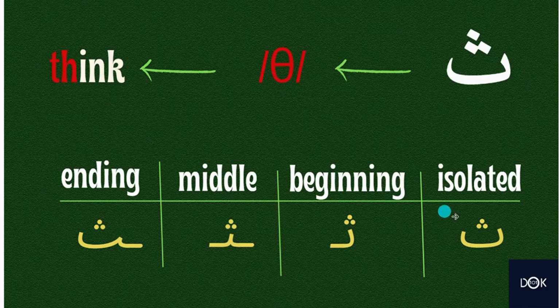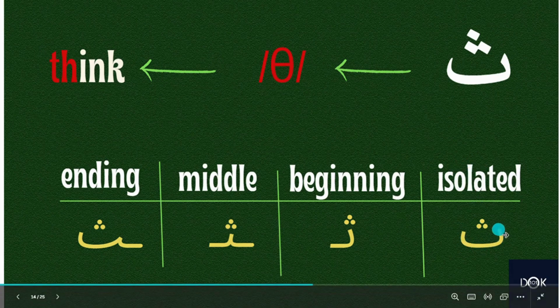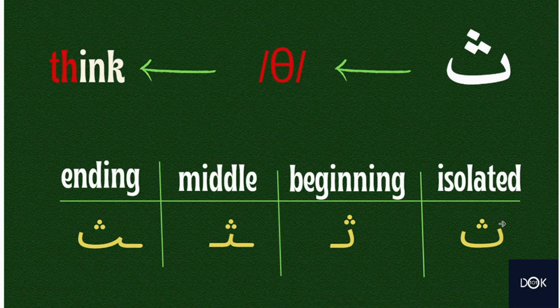Think. And these are the 4 forms of the letter tha, which are just like the letter ba and ta. Ba, ta, and tha are from the same family of letters. The isolated form will be a loop, but with 3 dots. So ba has 1 dot under the loop, ta has 2 dots over the loop, and tha has 1, 2, 3 dots over the loop.